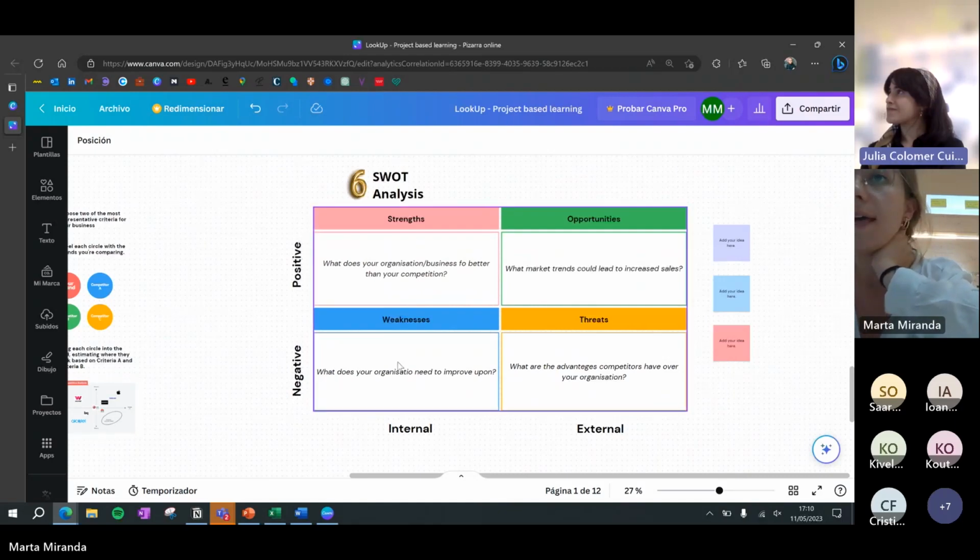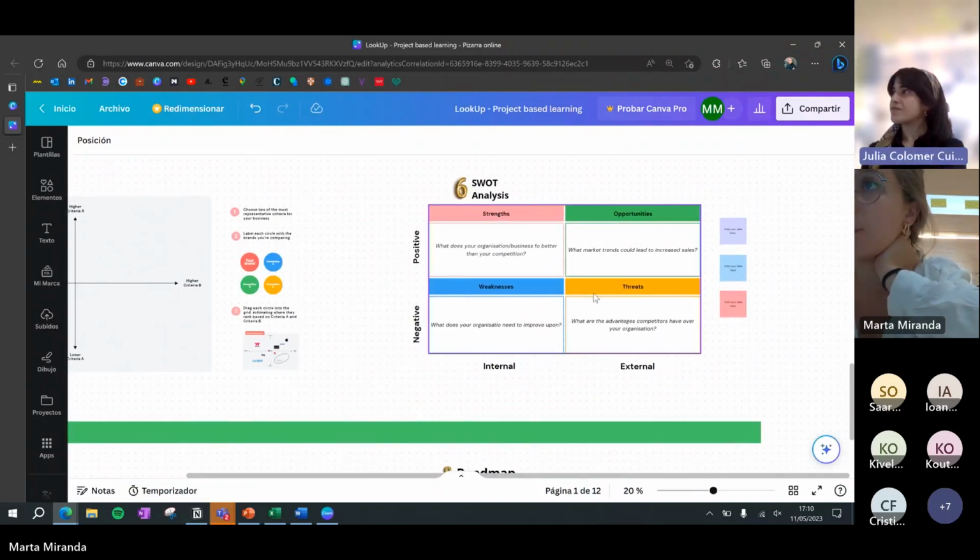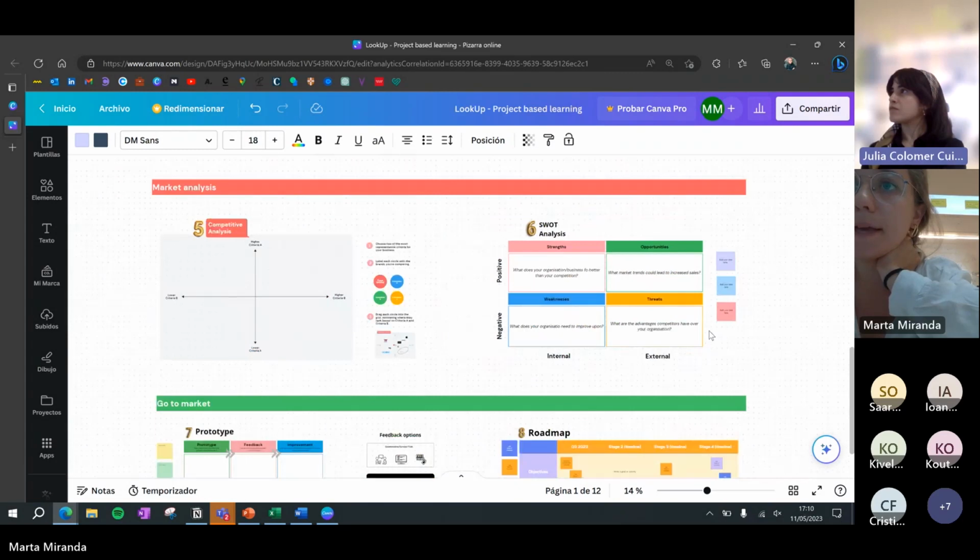Sixth, the SWOT analysis. All of you know it. It's an analysis of strengths, opportunities, weaknesses, and threats. Again, you have the post-its here. You can drag them into the boxes.